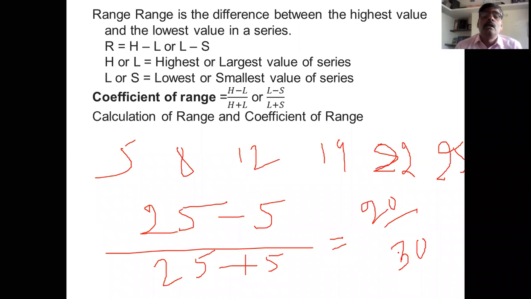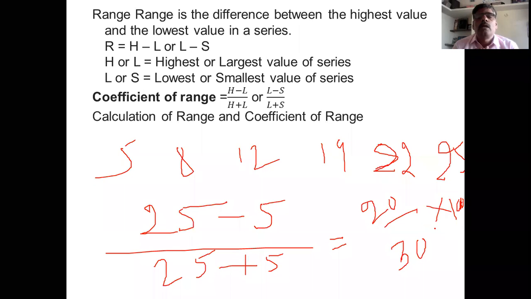20 divided by 30 is called the coefficient of range, the relative measure, 2 by 3. You may express it as a fraction, 2 by 3, or as a percentage. If you want to express it in percentage, multiply by 100. That is 66.67% nearly. This is called the coefficient of range. In this way, you have to calculate the range.